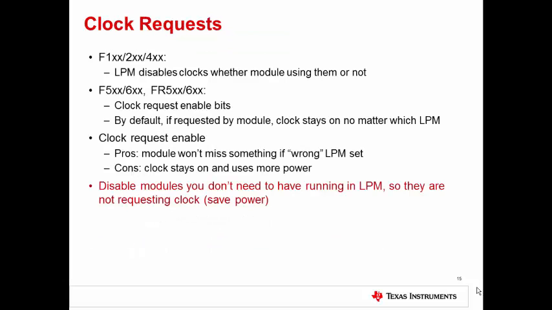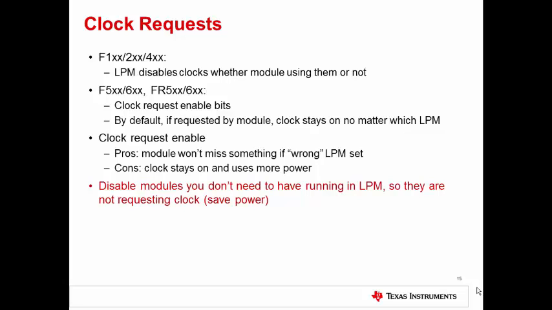There is an important difference in the way some newer MSP430 families handle clock requests. In F1XX, F2XX, and F4XX, the clocks are disabled whether the module uses the clock or not. For example, if the device goes to LPM3, it will turn off SM clock, and all peripherals using this clock will be disabled. In F5XX, F6XX, and FRAM families, the peripheral can request a clock, keeping them active no matter which LPM is used. So for example, if a peripheral is using SM clock and the device goes to LPM3, it will actually go to LPM1 because SM clock is not disabled.